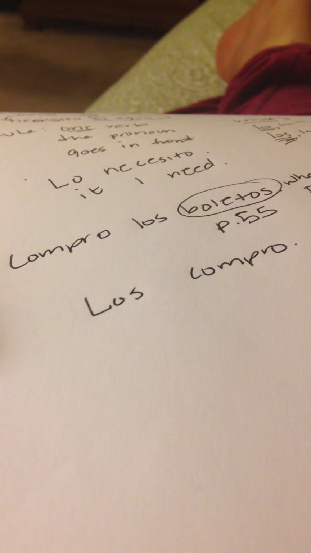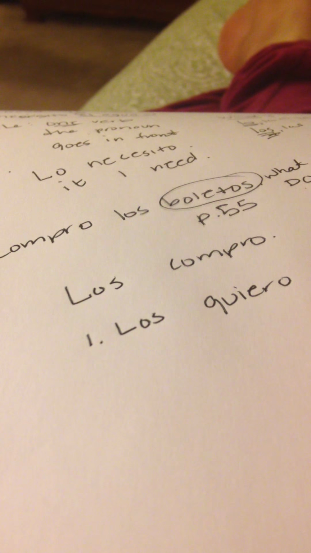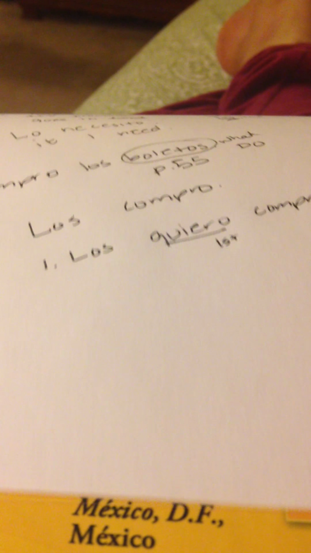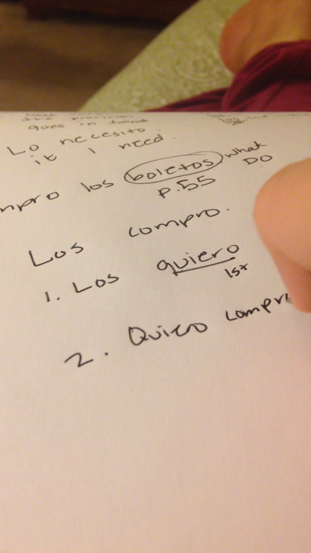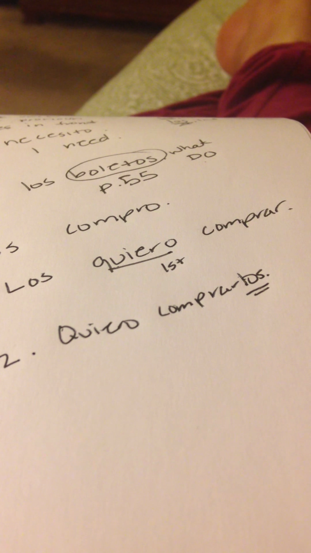Okay, so you might be asking yourself, what if there's two verbs? Well, you have options. If you say I want to buy them, option one is los quiero comprar. Remember, quiero means I want, and comprar means to buy. You can put it in front of the first verb. Or you can say quiero comprarlos. I'm sorry if I'm writing off screen so much. You can actually attach it to the infinitive.